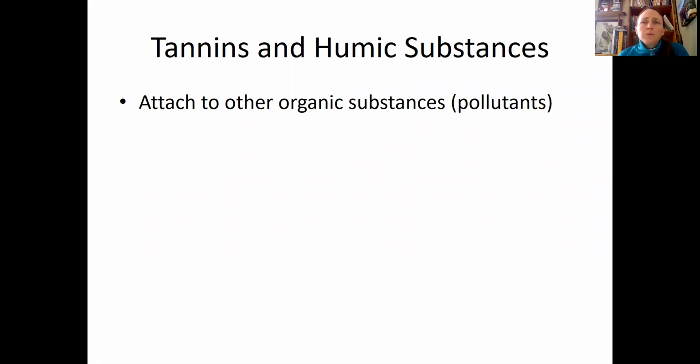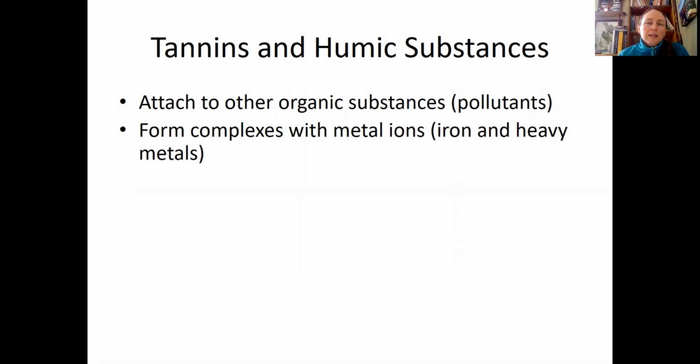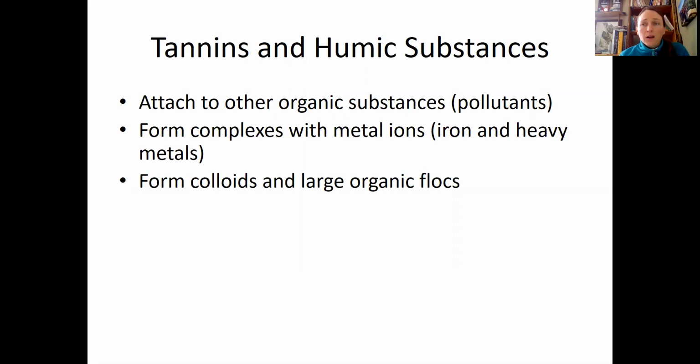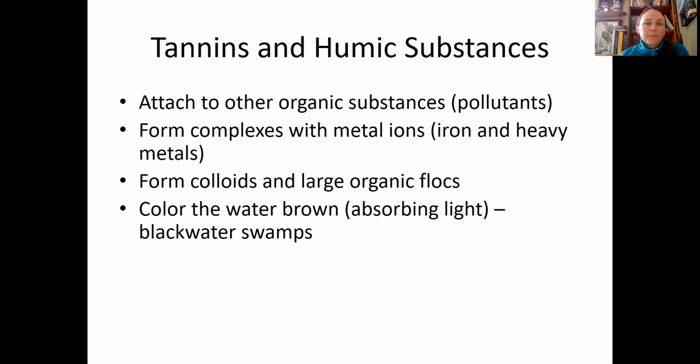So these tannins and humic substances, I'll talk about them in a few different ways. They're really interesting because they can attach to other organic substances like pollutants. They can form complexes with metal ions like iron or other heavy metals. And they can form colloids and large organic flocs that are also resistant to decay. They can color the water brown like we saw, absorbing light, making it harder for photosynthetic organisms to access light. And they create things like black water streams and black water swamps.